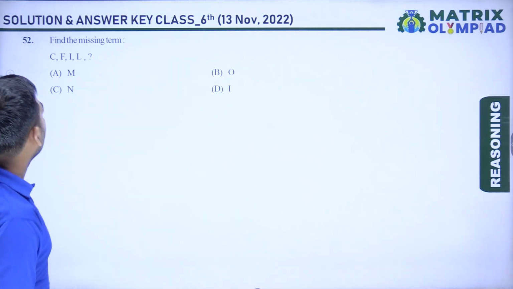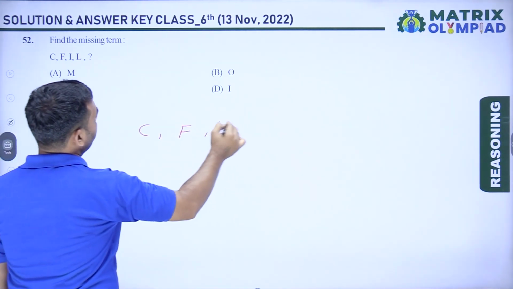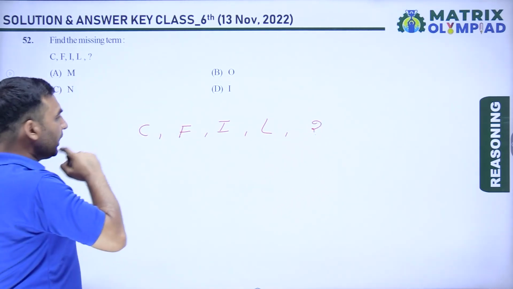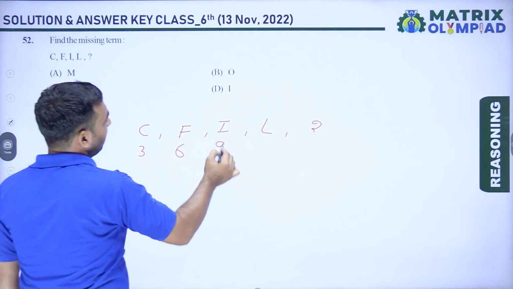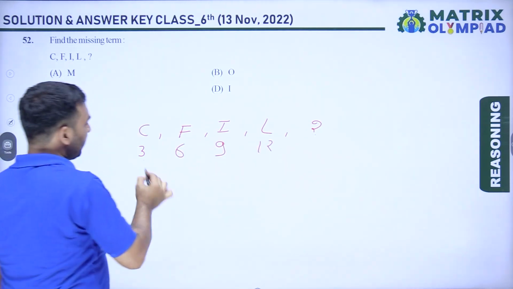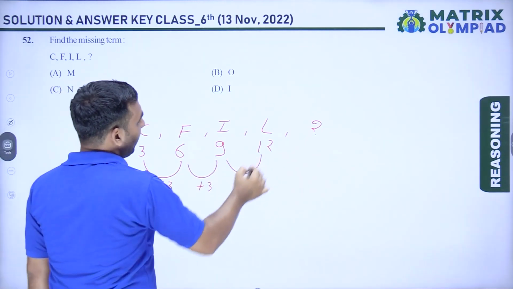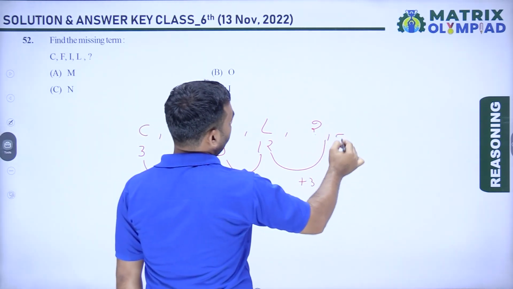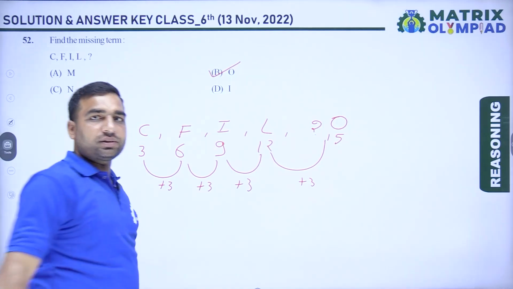Next question is find the missing term: C, F, I, L. If we denote the numbers of these letters, C denotes 3, then 6, 9, 12. 3 to 6 is plus 3, 6 to 9 plus 3, 9 to 12 plus 3. If we add 3 to 12, that is 15. 15 means O. Our correct option is B.